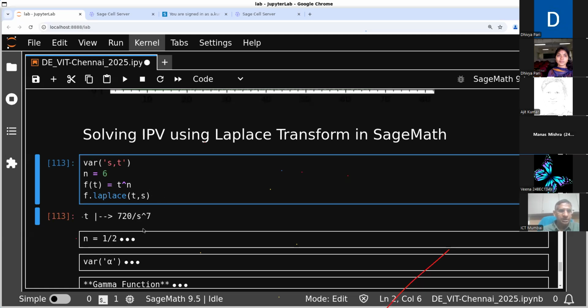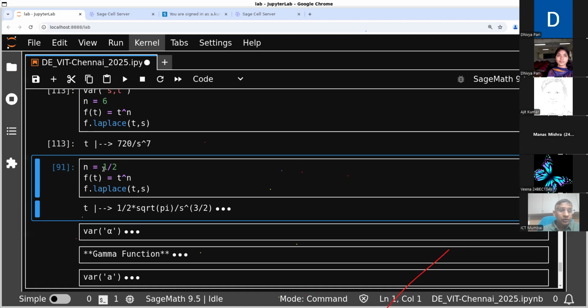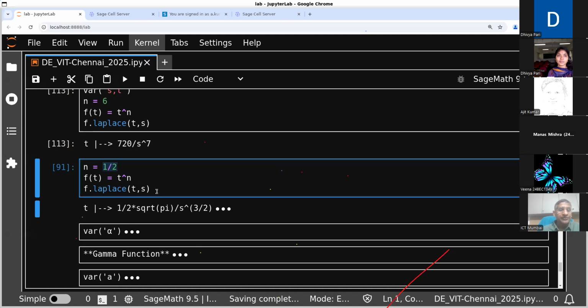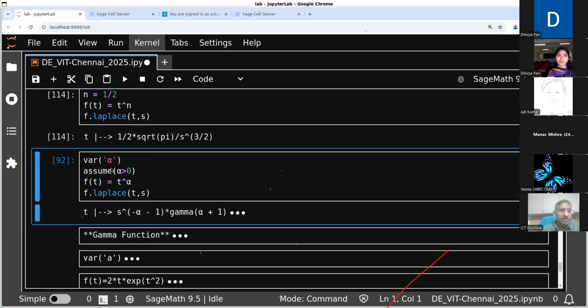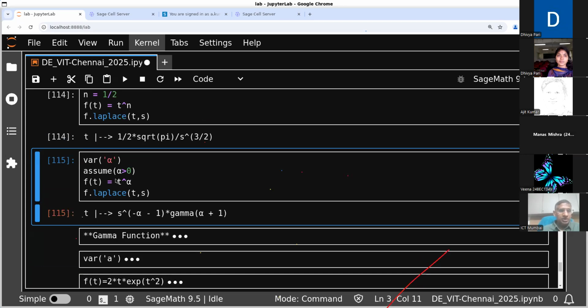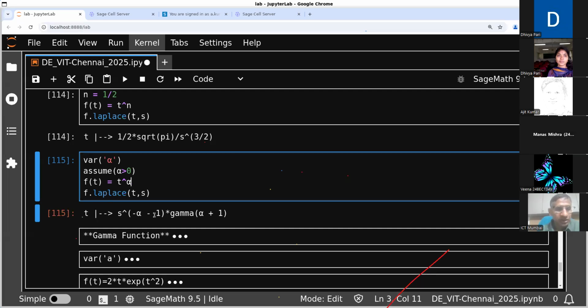That's the Laplace transform. Similarly, if I take n equal to half, that means the Laplace transform of t to the power half is given by half times the square root of pi into s to the power 3 by 2. Or I can put it in terms of alpha also. Assume alpha to be positive, the Laplace transform of t to the power alpha is gamma of alpha plus 1 divided by s to the power alpha plus 1. That is what it means. Okay.